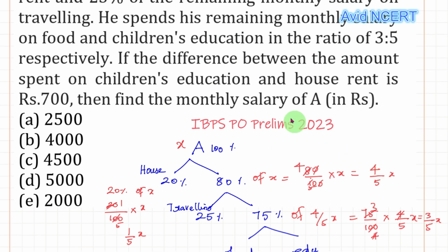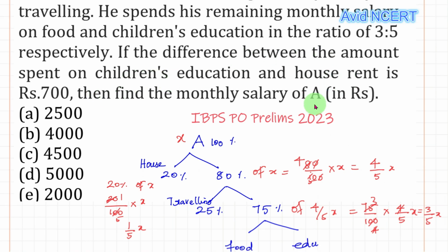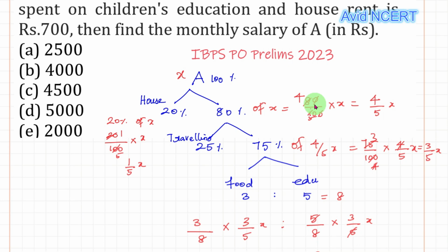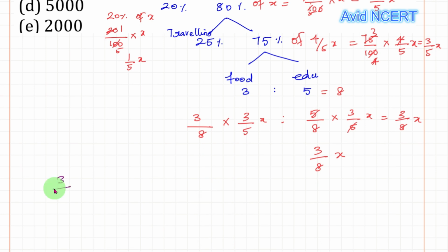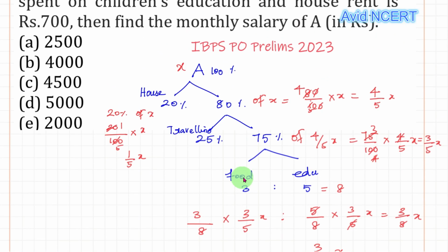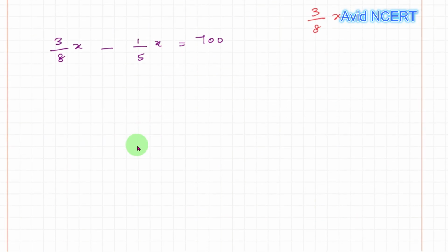So from the question, the difference between the amount spent on children's education and house rent is 700. The children's education we found here is 3 by 8 X, minus the house rent, which is 1 by 5 X, equals 700. So by calculating this, we can find the value of X.